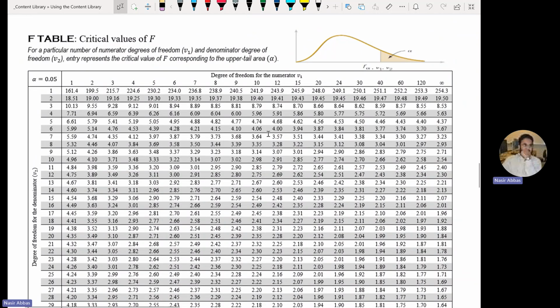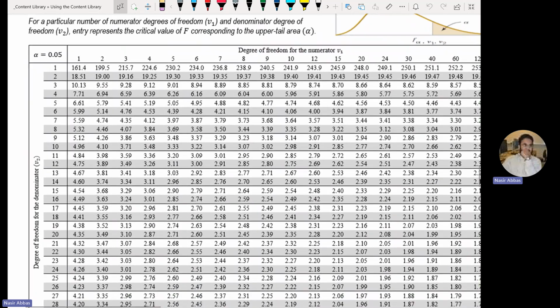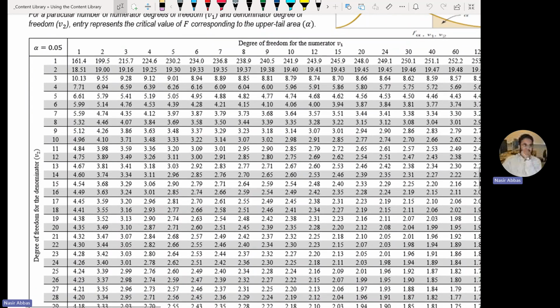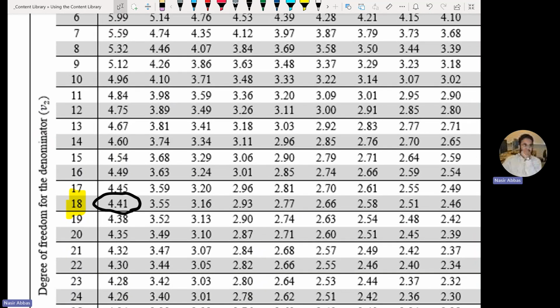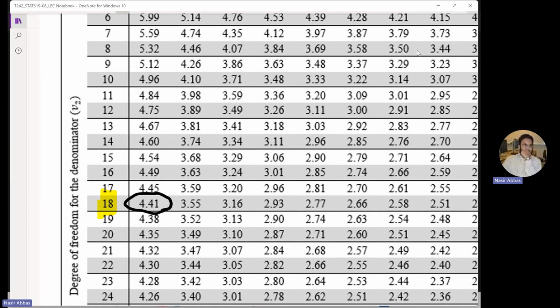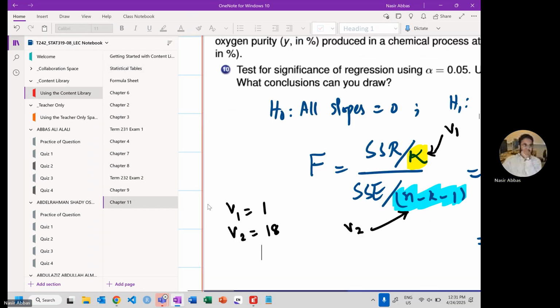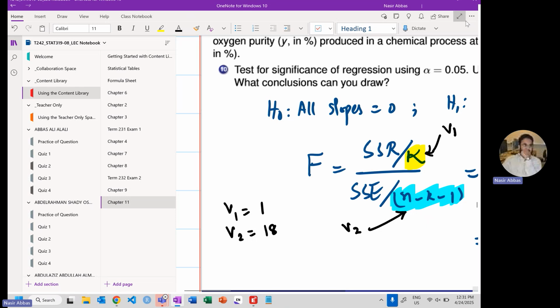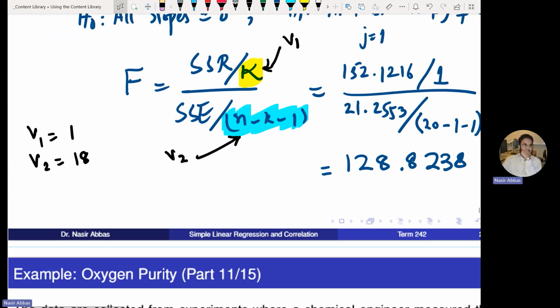Within this F table, the numerator degree of freedom is up there, and the denominator degree of freedom is on the left side. So your numerator degree of freedom for this question is 1, and the denominator is 18. The corresponding value of F is 4.41, right? So you will take this value 4.41 and compare 128 with that 4.41.